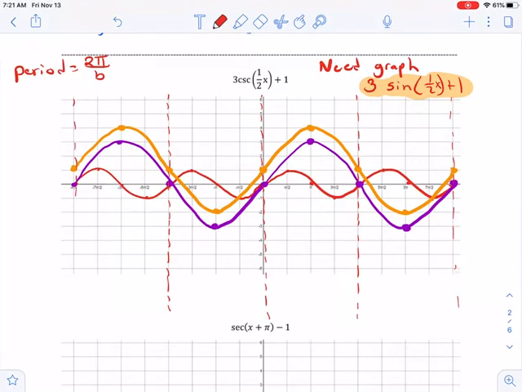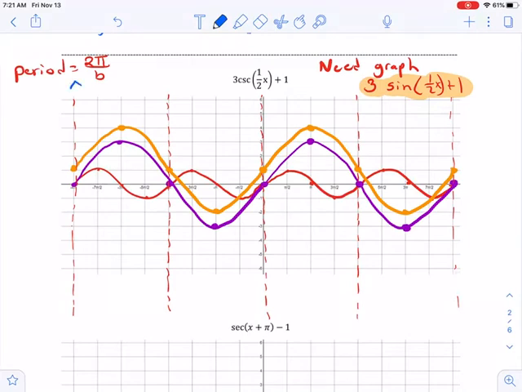Good, and then I'm going to put in my last one here. So those are my asymptotes for 3 cosecant 1/2 x plus 1. And then to finish this graph, this is where I'm going to go down and just try to kiss or touch that 3 sine 1/2 x plus 1 graph, which is in orange.